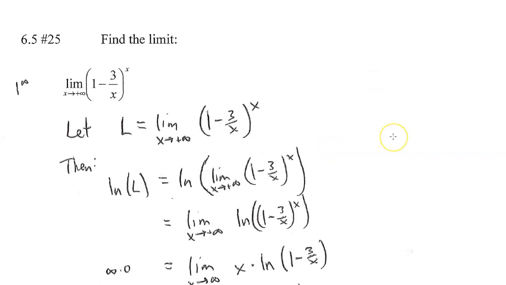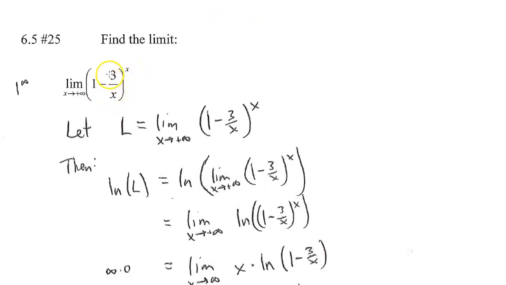Okay, well, another one. This one's a little bit more involved. This is number 25 from section 6.5. Somebody had asked about this one. Find the limit. What's the limit as x approaches infinity of (1 minus 3 over x) to the x power?